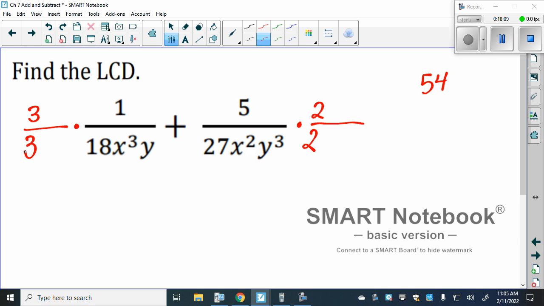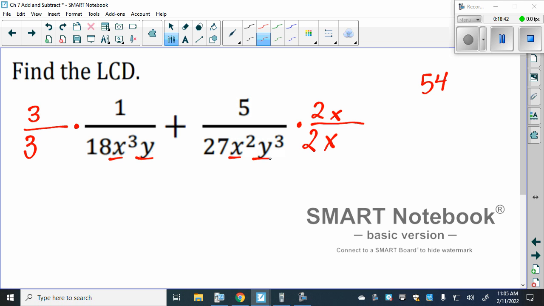Now we need to get the variables. We can look at x first. On the left-hand side, we have x to the third. On the right, we have x squared. So x to the third we're not going to mess with, but we're going to bring x squared up to x to the third by multiplying it by x. We need one more because it has 2, but we need 3. So we multiply because x squared times x would give us x to the third.